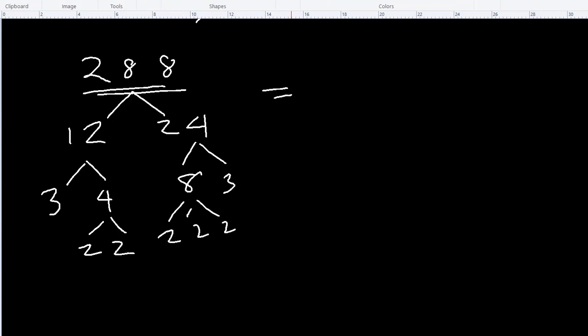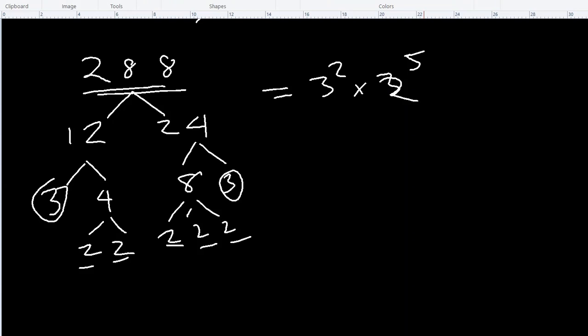So we can see there that there are how many 3's? 1 and 2 3's, right? So 3 squared. How many 2's? 1, 2, 3, 4, 5. 2 to the power 5. Now I want to know how many factors 288 has. So all the factors are combinations of 3's and 2's. So how many 3's are available to me? 2 3's. But I can choose that I don't want to use any of the 3's.